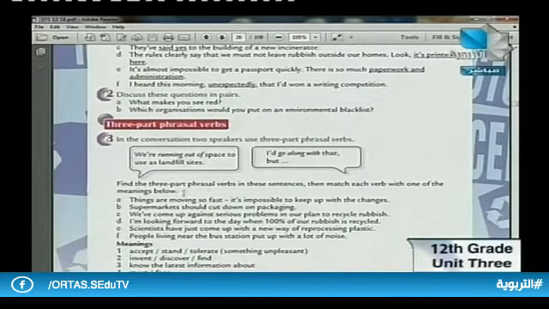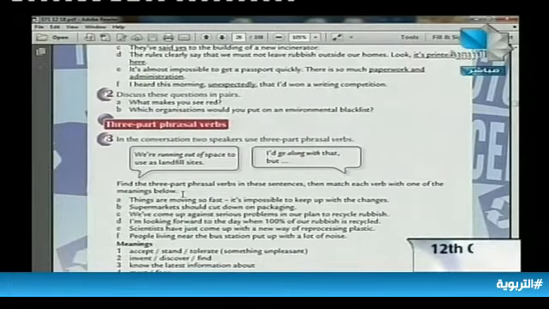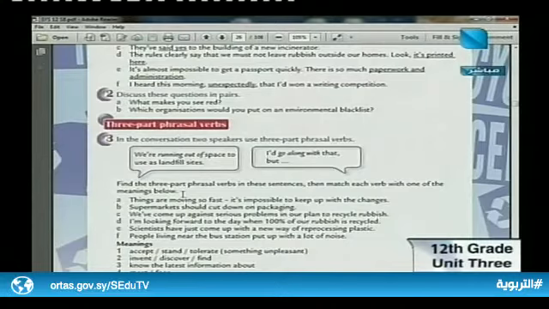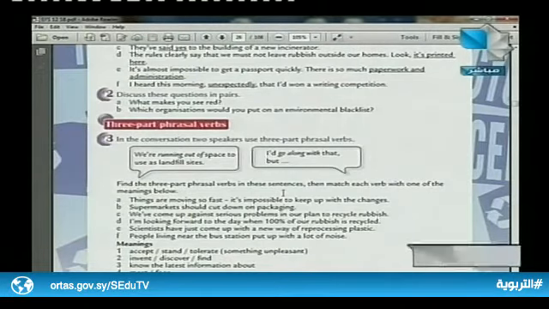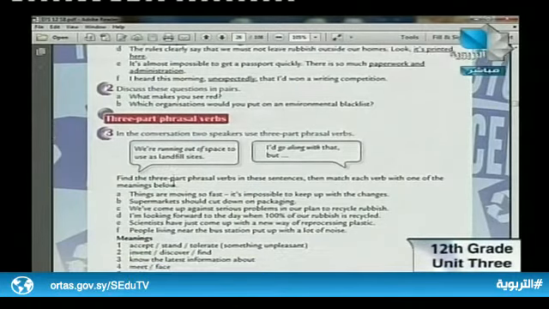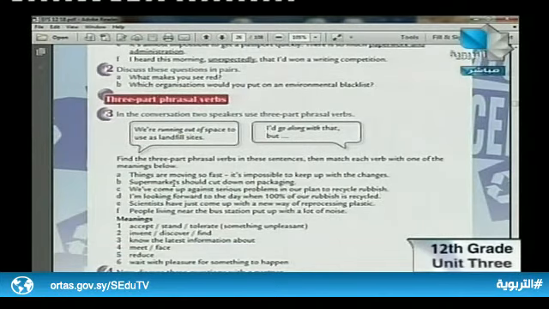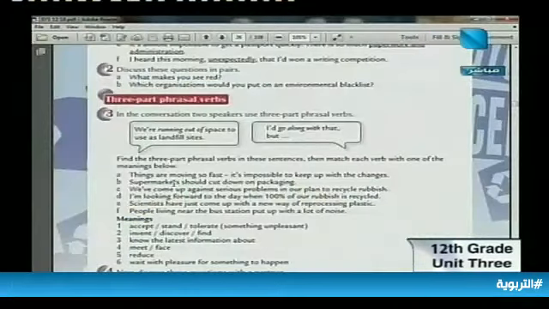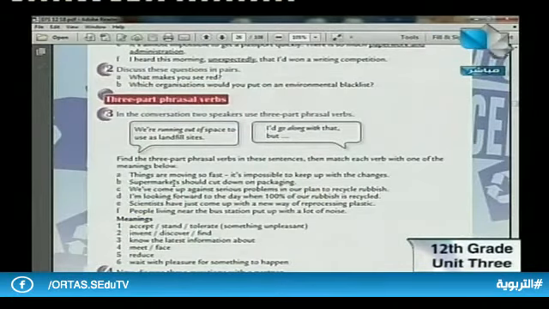Right? Now here we have an exercise, dear colleagues. I'm going to read the rubric of the exercise, I mean the rubric only. Find the three-part phrasal verbs in these sentences. Then match each verb with one of the meanings below. So here we have two tasks. The first task is to underline the phrasal verb in each sentence, and the second task is to match the definition or the meaning of this phrasal verb according to the context, of course.